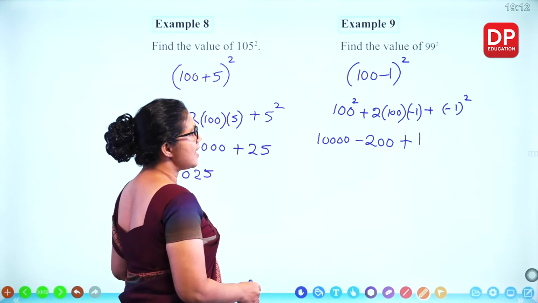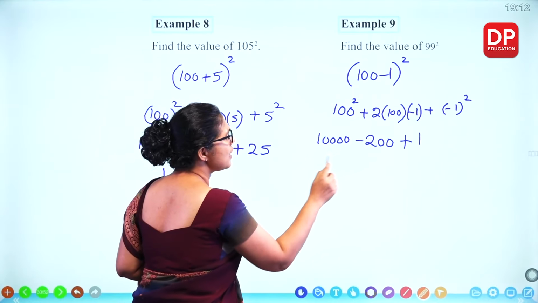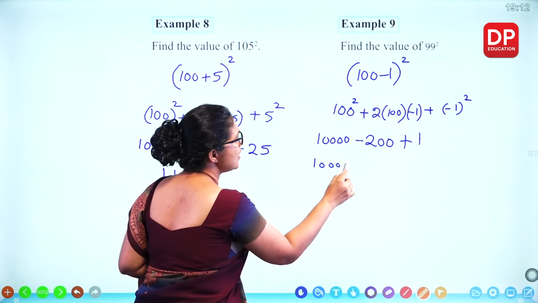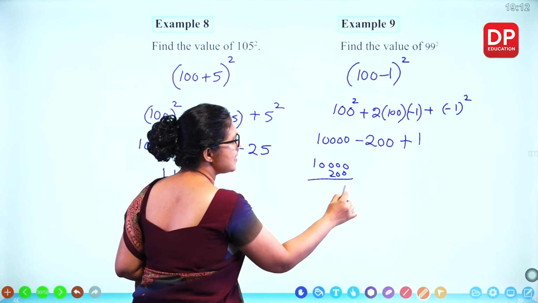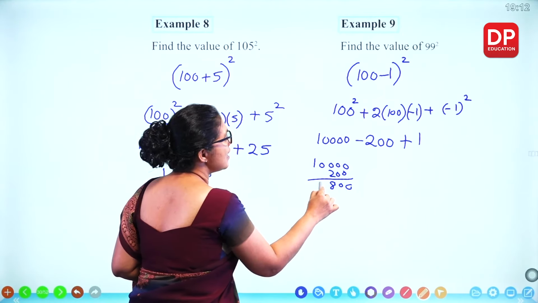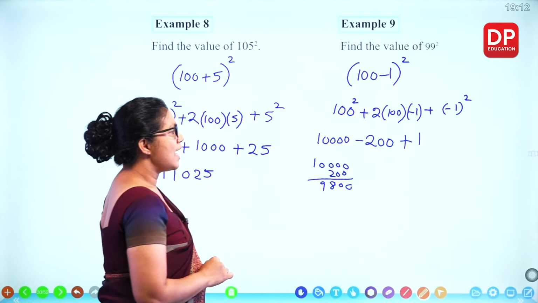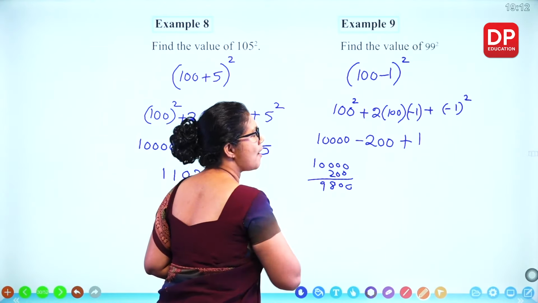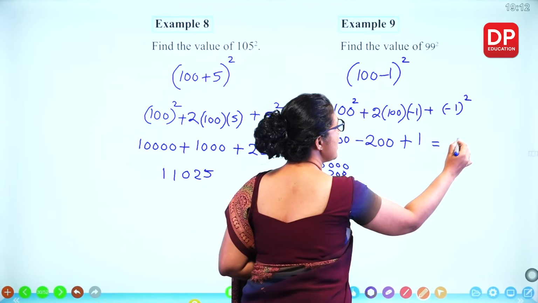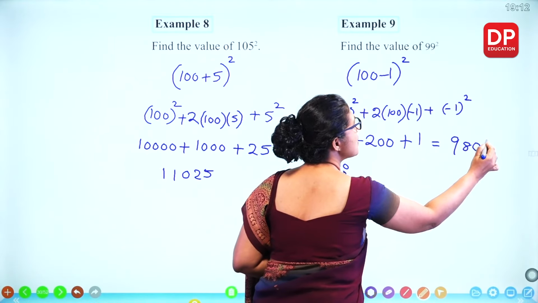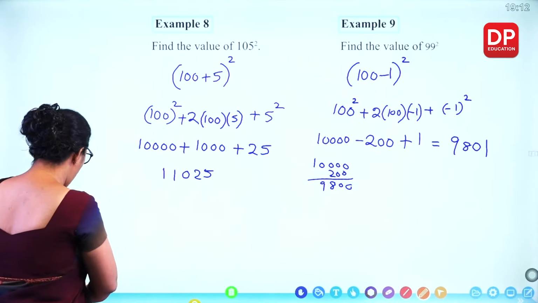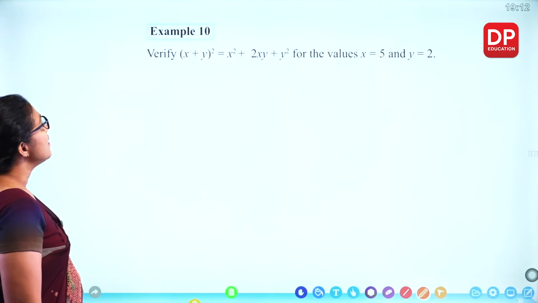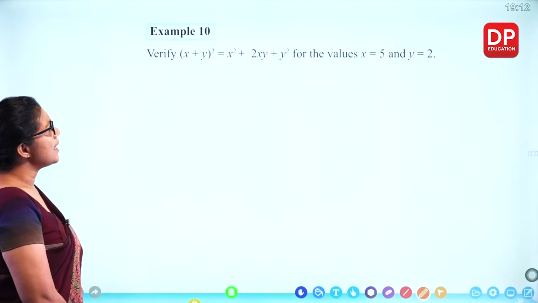So what's the final answer? We'll do the subtraction here. You have to subtract 200 from 10,000. So you get 9,800, and then you have to add 1. So what's the final answer? 9,801.